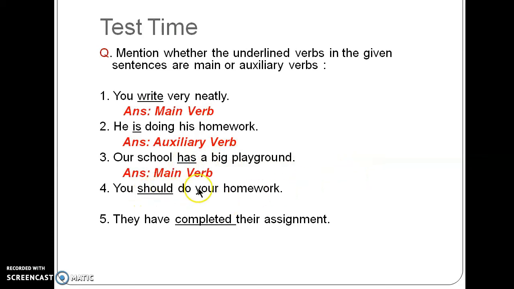Next, you should do your homework. Here should is an auxiliary verb, because it tells about the necessity of doing homework. It's a modal auxiliary. They have completed their assignment. The underlined word completed is what kind of verb? Yes, it is the main verb. It tells about the action done by they, the subject, but have here is helping it to form the tense.